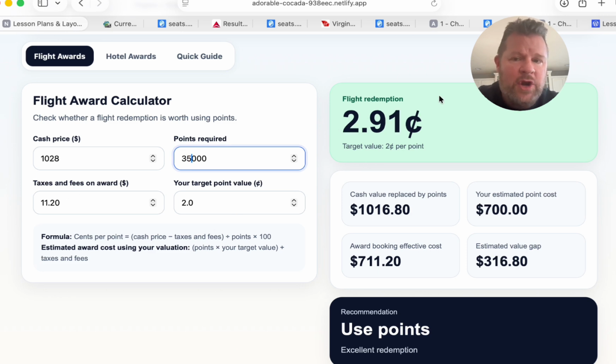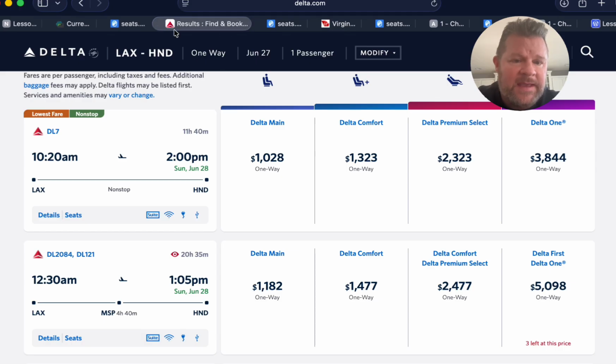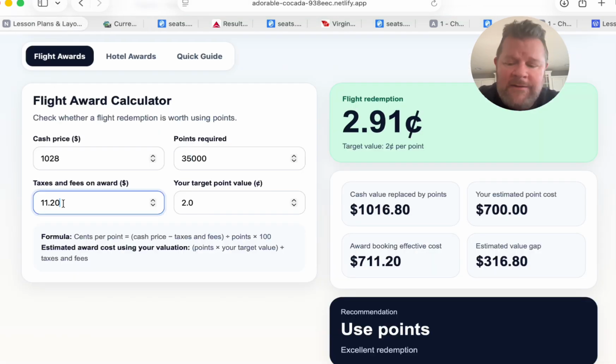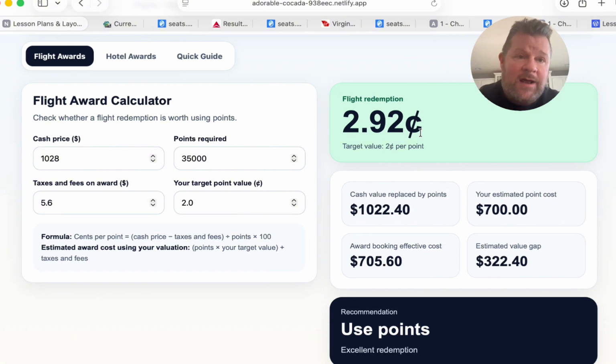And now we want to know what kind of taxes and fees we have to pay. Well, according to the Seats.aero website, this flight we're looking at, you can see direct, and it cost $5.60 in addition to the points. So I can go back here and plug in $5.60 and see what happens. This is a flight redemption worth almost 3 cents for every dollar that you put in.